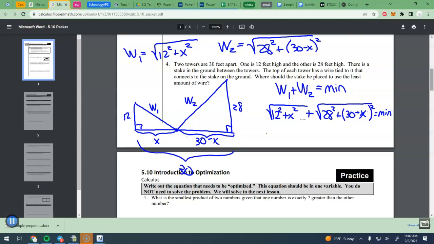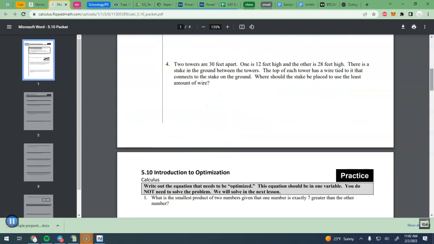Questions on any of those four? We're going to go slowly. Unfortunately, it's not like you do those four, and then there's just different versions of those four. It's just over and over again asking you to look at a situation and try to come up with equations that you can minimize.